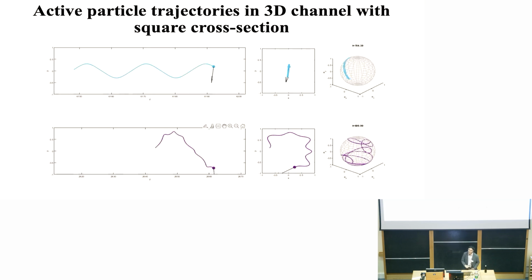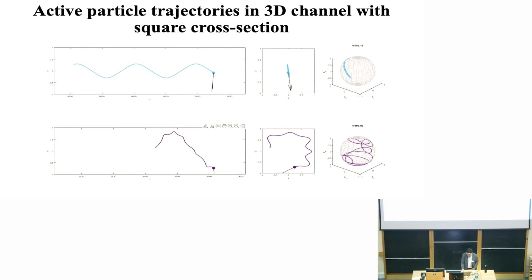So if we start the particle near the center of the channel, then it will flow from left to right with the flow. However, its orientation is against the flow, and it keeps on oscillating as you see there, right? So you get this periodic motion of the particle. However, it stays near the center of this channel.